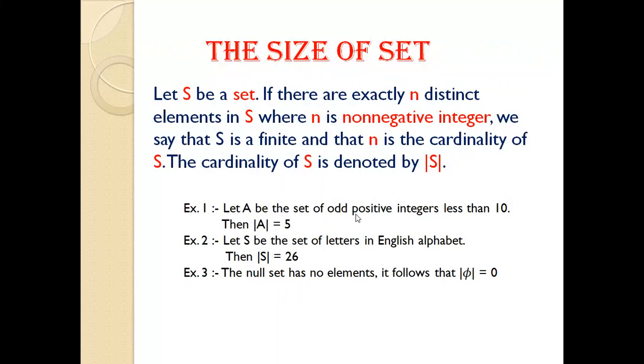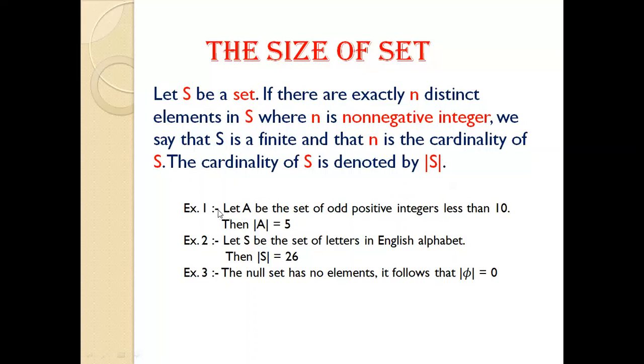Now we see the size of a set. Let S be a set. If there are exactly n distinct elements in S, where n is a non-negative integer, we say that S is a finite set and that n is the cardinality of S. The cardinality of S is denoted this way.